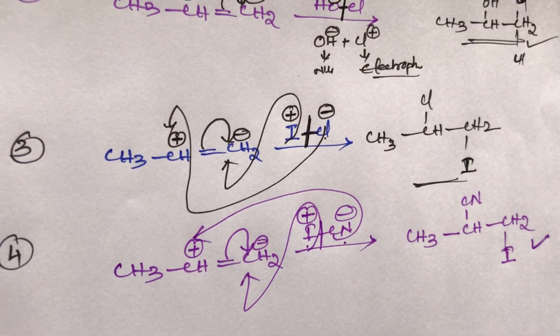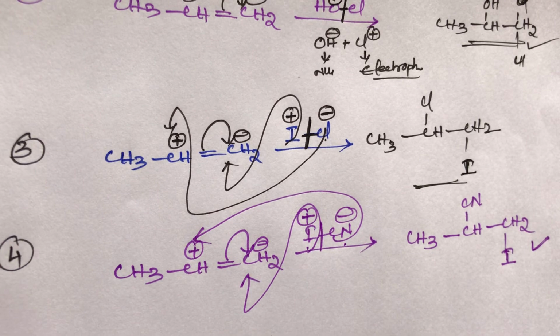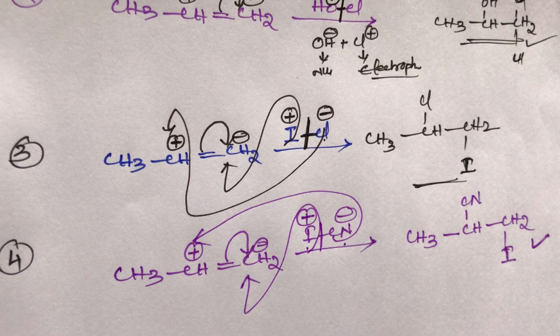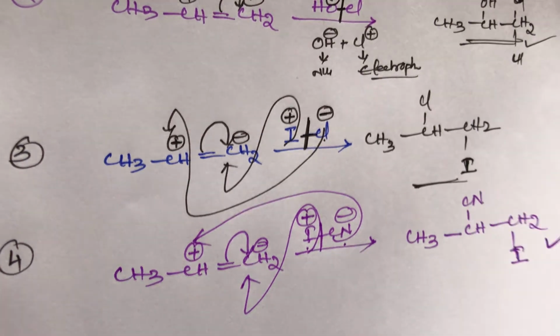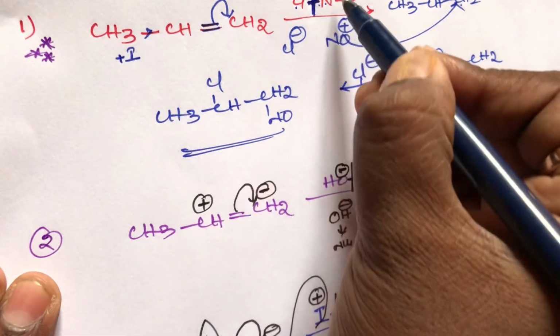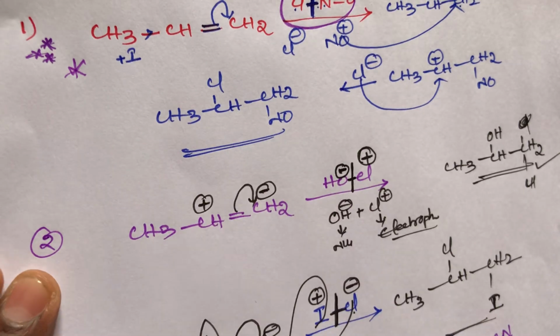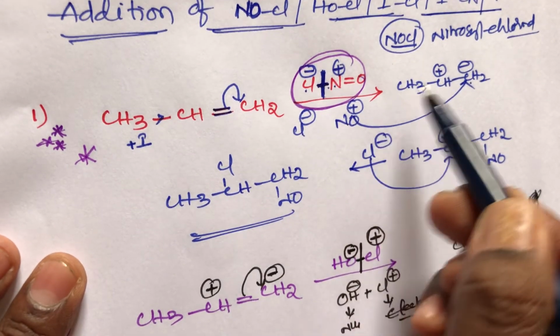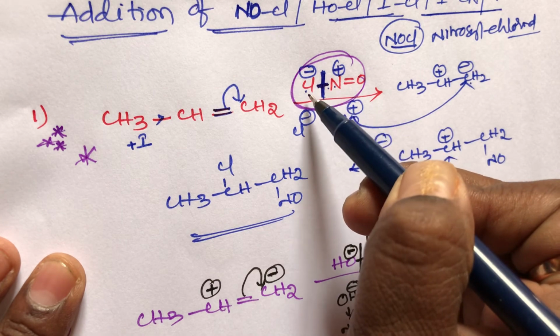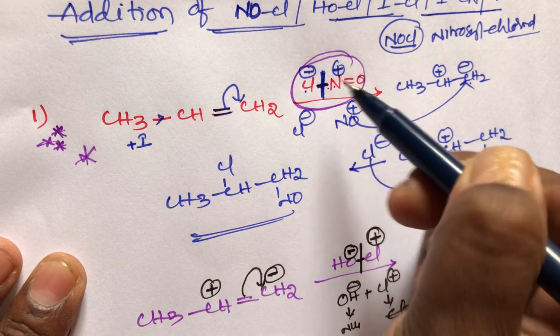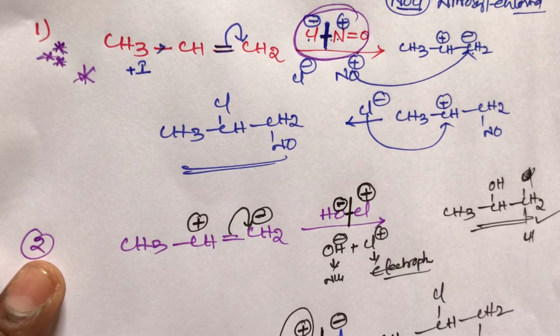These are very important for EAMCET, NEET and other competitive exams, students. These are the important addition reactions: addition of NOCl, HOCl, ICl and ICN. Nitrosyl chloride is very important, it has been a previous question. In nitrosyl chloride, chlorine gets the negative charge and NO gets the positive charge. So NO plus is the electrophile and Cl minus is the nucleophile. It is very important for competitive exams.